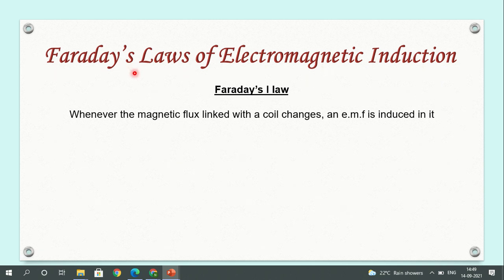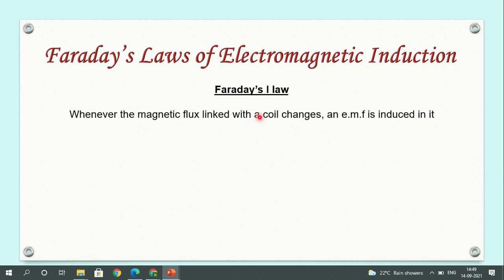Faraday expressed his findings as two laws. So Faraday stated the phenomenon of electromagnetic induction as two laws. There are Faraday's first law as well as Faraday's second law. So this is the statement of Faraday's first law. This is nothing but the definition of the electromagnetic induction phenomenon.